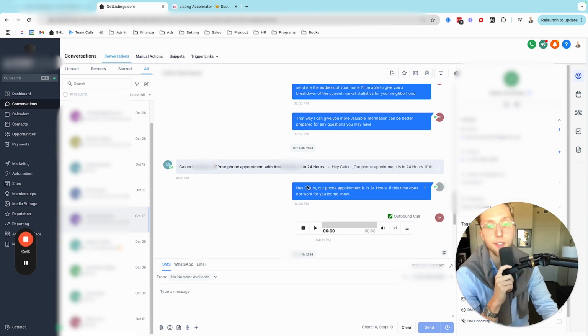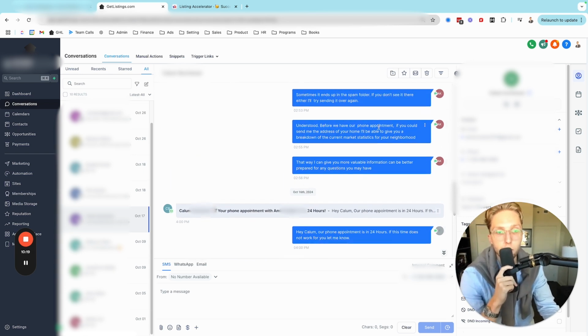And some of the things that he asked also wasn't necessarily the best thing. Before having our phone appointment, if you could send me the address of the home, they don't know you. They're not gonna just send you the home address right away because, well, what if you're a killer or a murderer, right?